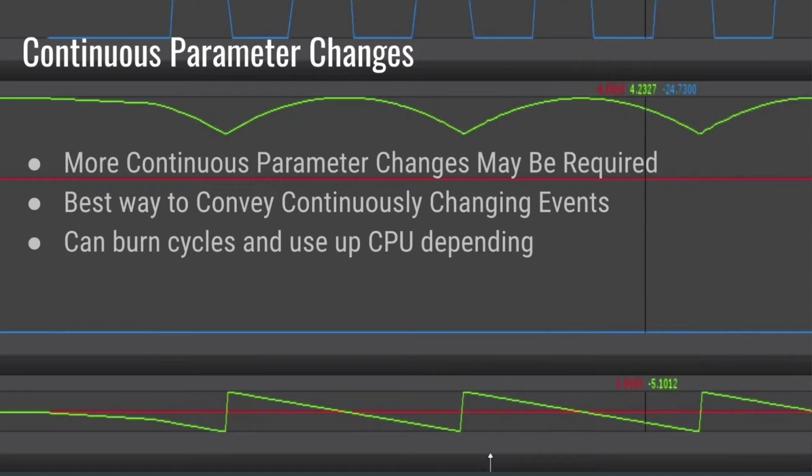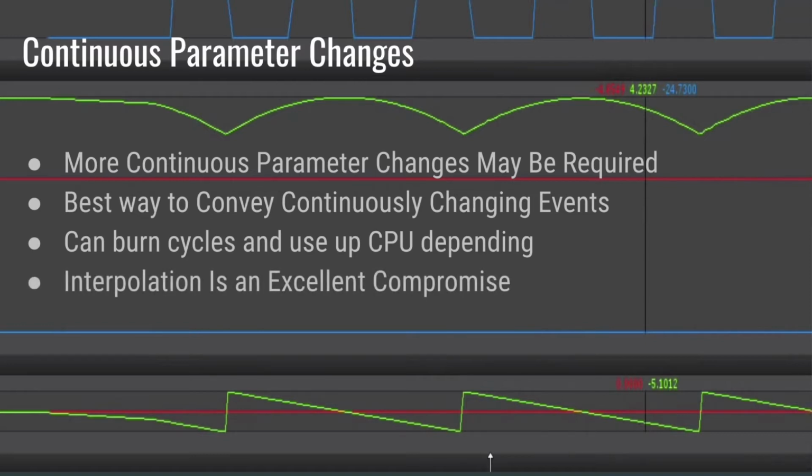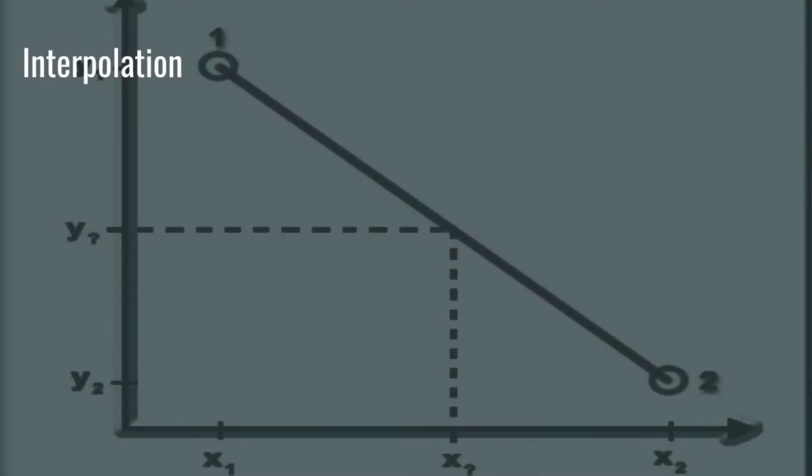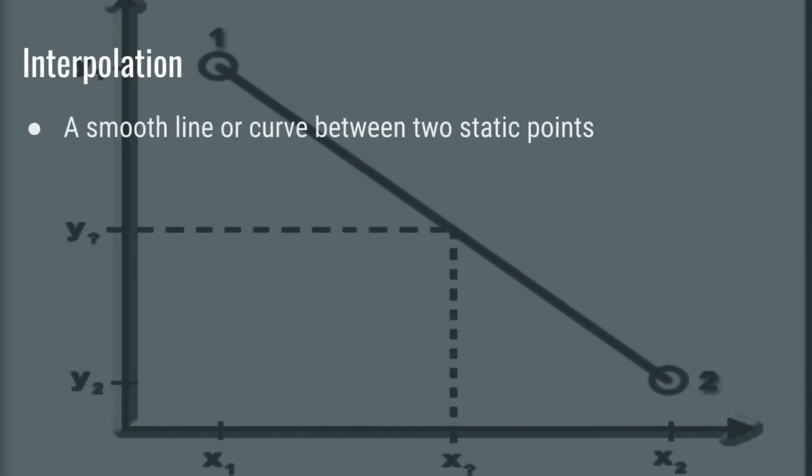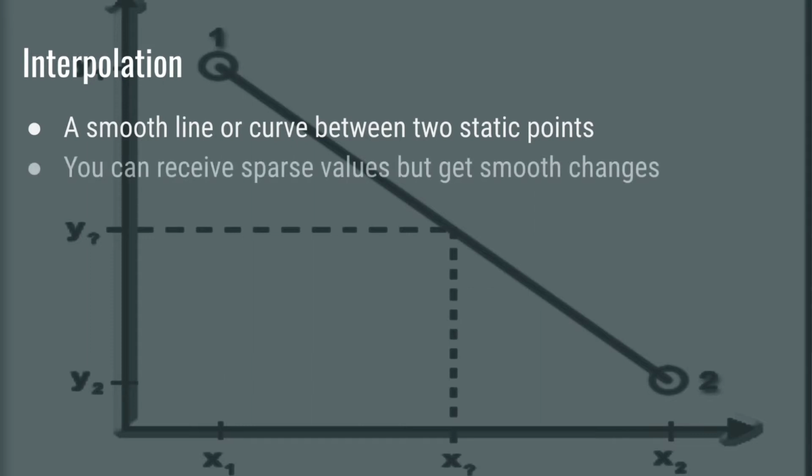But you can also do something called interpolation. Interpolation is kind of an interesting in-between point. It basically means that it generates a smooth line or a curve between two static points. This is somewhat easier to deal with than having to track every single event, because you can receive sparse values but you'll still get smooth changes, because that's what you're telling the math to do, to generate a curve or a smooth line.